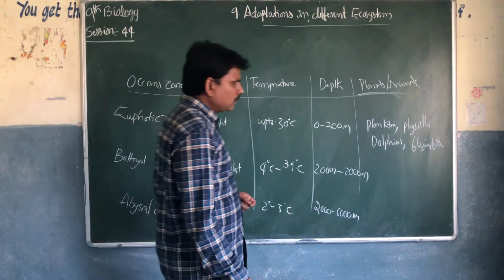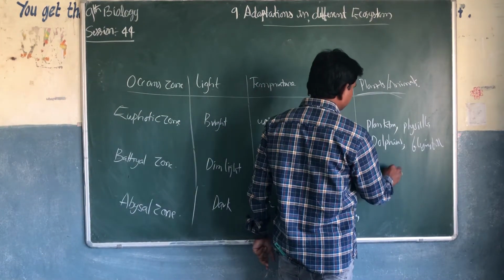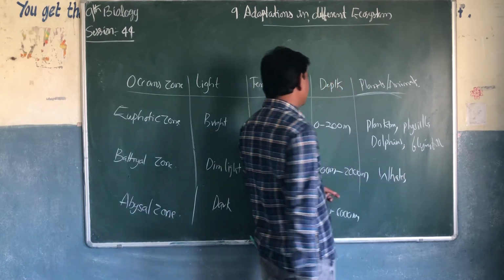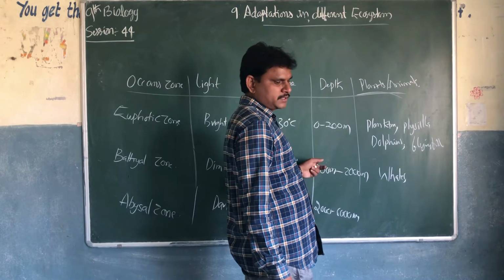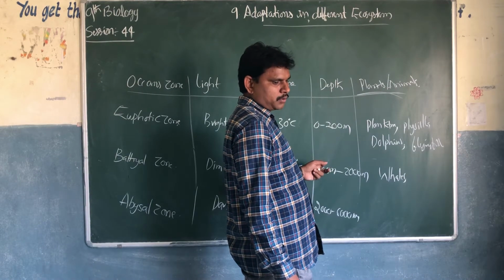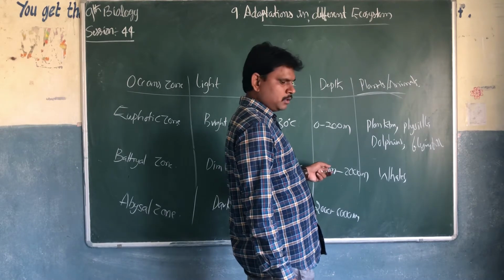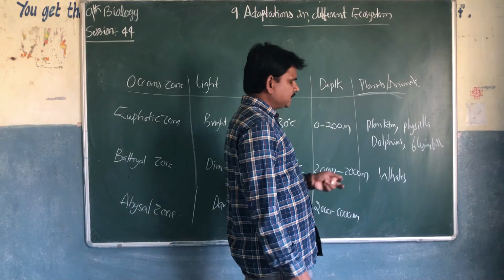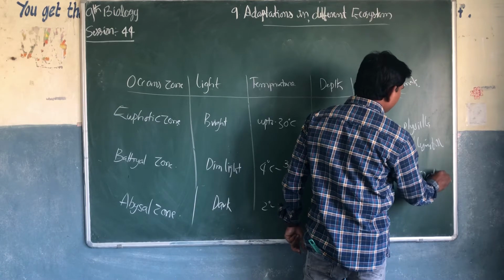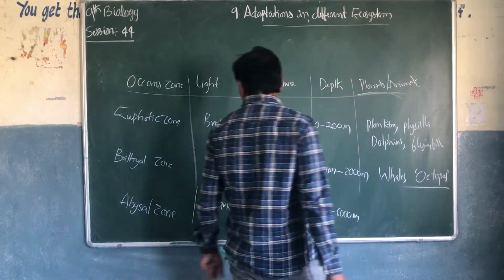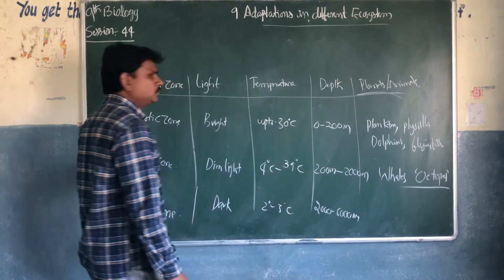Come to the bathyl zone. Here we can see whales, like blue whales, present in the bathyl zone. Lateral fish like brown kelps, sea anemones, sea cucumbers and fish squads. Octopus is present in the bathyl zone. Dolphin is present in the euphotic zone.